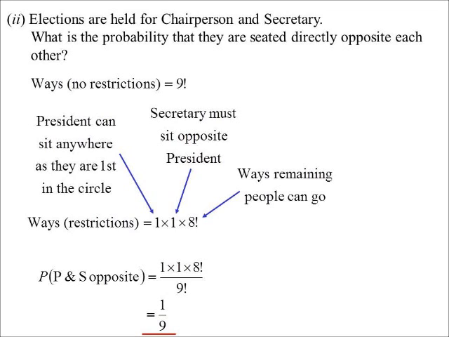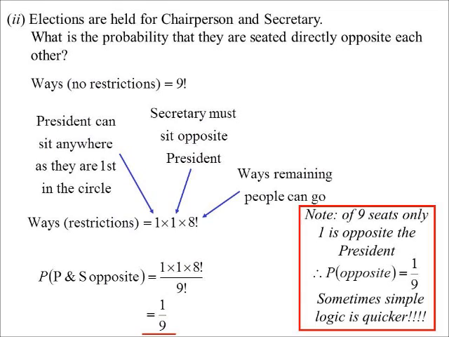Of course, there is a simpler way. Probability that the secretary is straight across from the chairperson, well, the president or the chairperson, see how we keep changing names, whichever it is. The president sits down, what's the probability that the secretary sits across? Well, there's 9 chairs, so there's a 1 in 9 chance that they sit across. Sometimes logic can solve these problems a lot quicker.